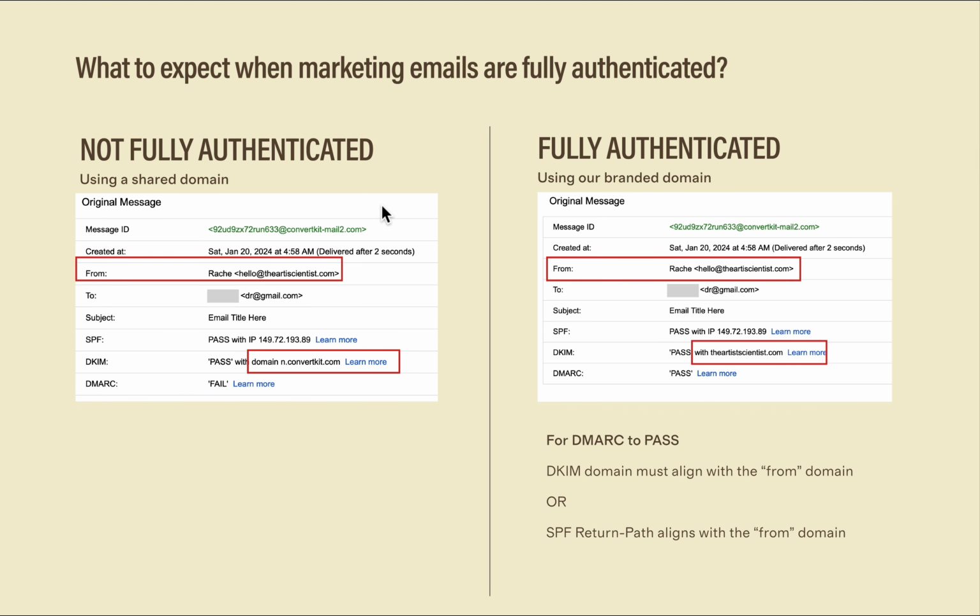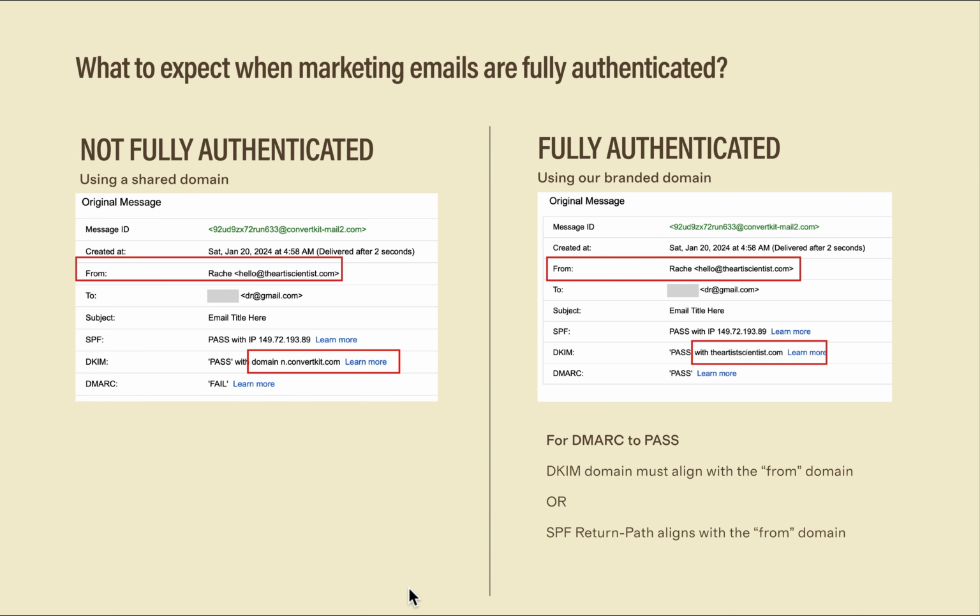Now let's quickly explain what to expect and what it means once our marketing emails are fully authenticated. So this is what it looks like when we are using a shared domain. That means our marketing emails are not fully authenticated. When we inspect the email header, our own email or domain is used in the from field, but then the SPF and DKIM are actually based off of the domain of our email provider, in this case, convertkit.com. This means that the deliverability of the email is also affected by all users who are using this shared IP address. But once we are fully authenticated, then our deliverability is mainly based off of our own domain's reputation.